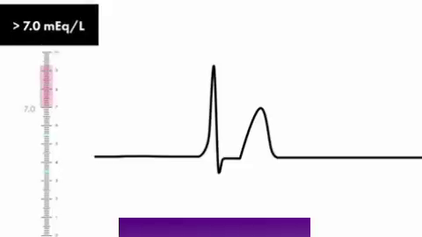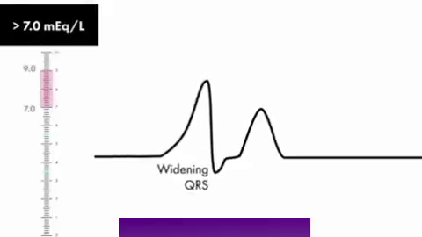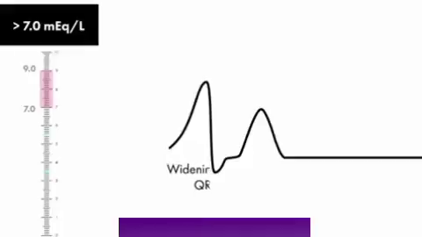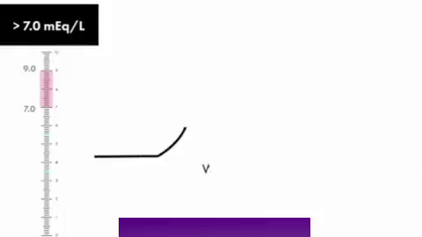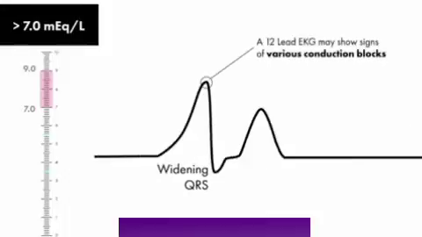When the serum potassium levels rise above 7 milliequivalents per liter, you'll start to see a widening of the QRS complex. You might also notice the heart rate begin to slow and even profound bradycardia. It's also not uncommon at these levels to see conduction blocks, things like bundle branch blocks, fascicular blocks, and high-grade atrioventricular blocks with ventricular escape rhythms.